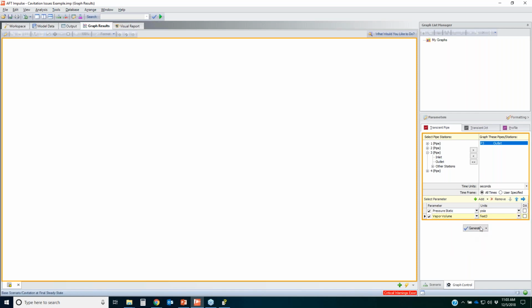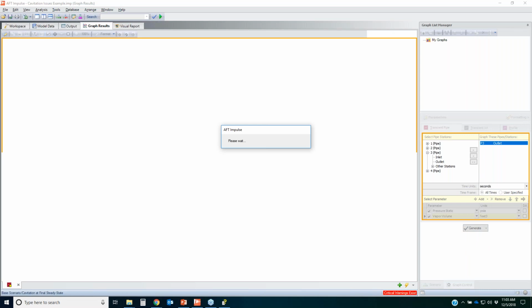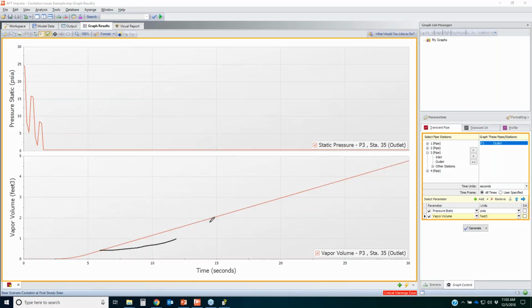If you see something like this, where your vapor volume goes up and up and up, this is sustained cavitation. That's not going to give you realistic results. That means you have a major issue, and so you might want to do a pump trip and then see how your valves close and whatnot. This is where you have cavitation in the final steady state, and this is how you can identify where that's happening and why that's an issue.